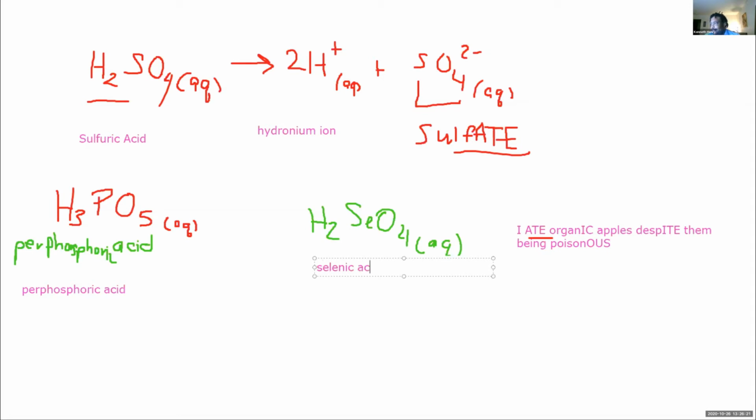Selenic acid. Sounds like a girl I know. It's a woman I know.